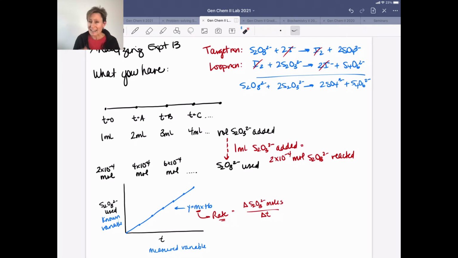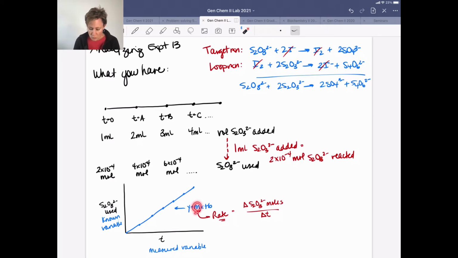Now, ideally, and I think you guys realize this as you were doing some of your experiments, there should be an even amount of time that kind of passes between each of those color changes, right? So we should be having a straight line here. Important kind of scientific concept. When you have a straight line, the equation for that straight line is y equals mx plus b. In this case, our y is the number of moles of S2O8 that are used, and then our x, that's our measured variable, that's what we were monitoring and measuring, was our time.